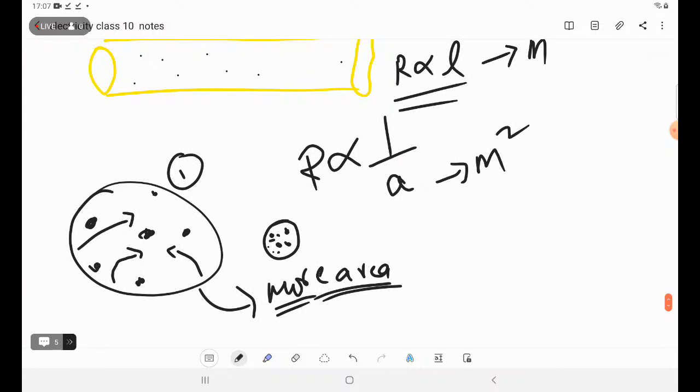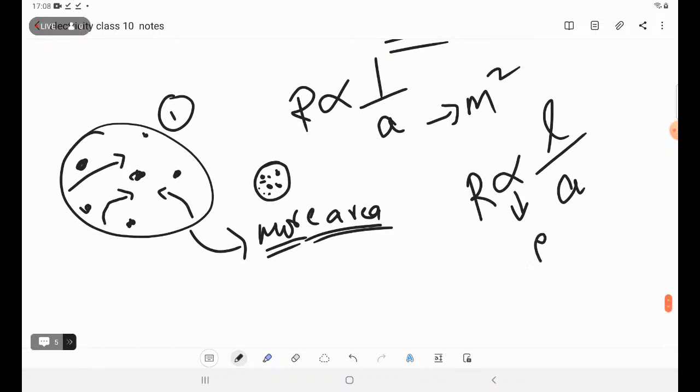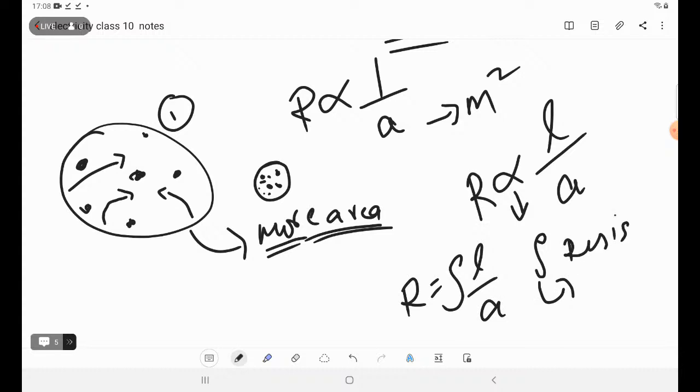So from this he gave us one more formula. R is directly proportional to length by A. And to take off the proportionality, he placed one more constant, that is rho. So R is equal to rho L by A. What is rho? Rho is resistivity. So resistance and resistivity, these two are completely different terms.